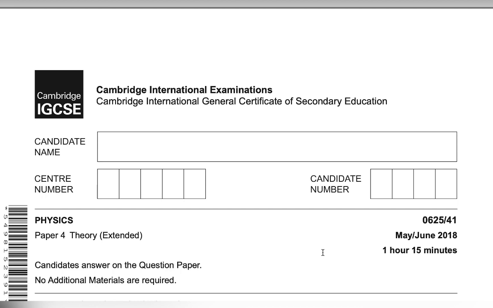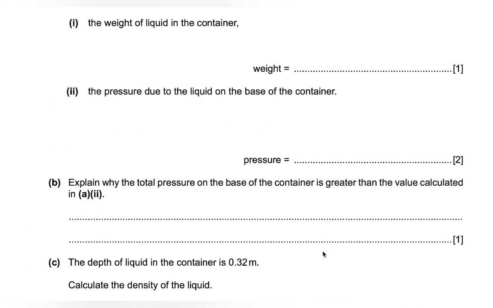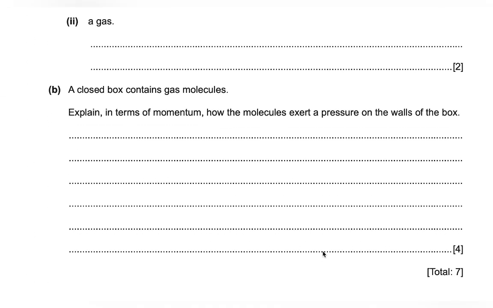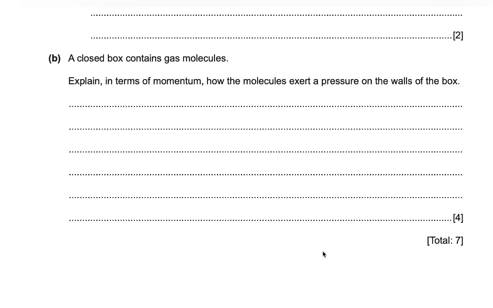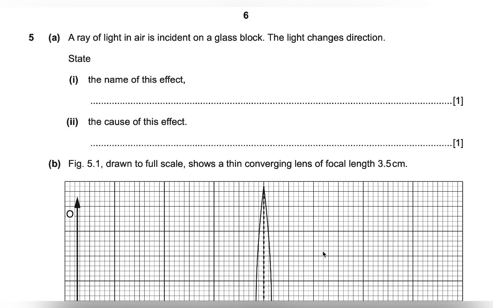Today we're looking at Physics IGCSE, Cambridge Physics IGCSE May June 2018, paper 4-1. Today this is part 2, and in part 2 we are looking at questions starting from question 5. You can check out our part 1 from question 1 to question 4.